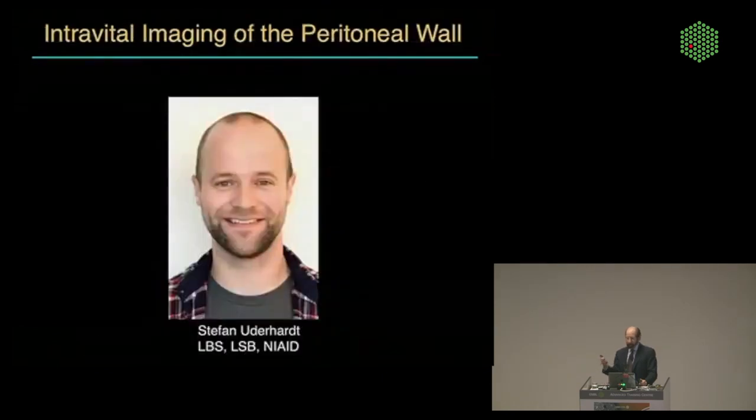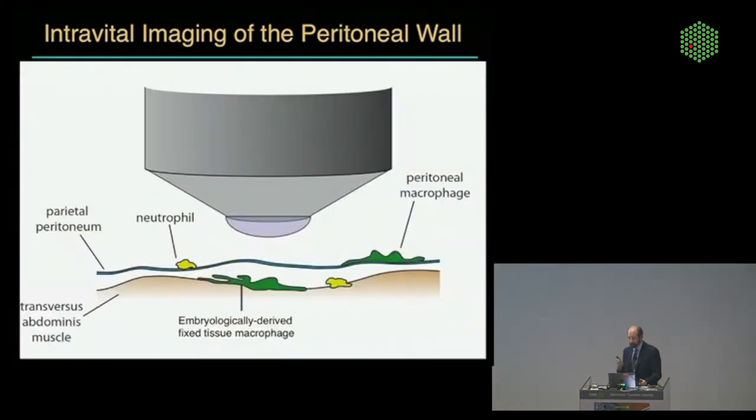So that's an older model, and more recently, Stefan Uderhardt has developed a new model, and the reason we want to look at this is that in the last few years in immunology, there's been a lot of attention paid to the fact that macrophages, a very classical innate immune cell, do not all derive from circulating monocytes, as was previously believed, but many come from embryological sources like the yolk sac or the fetal liver. And they form what are called fixed tissue macrophages. And the peritoneal cavity has a beautiful array of these. I'll show you in a moment.